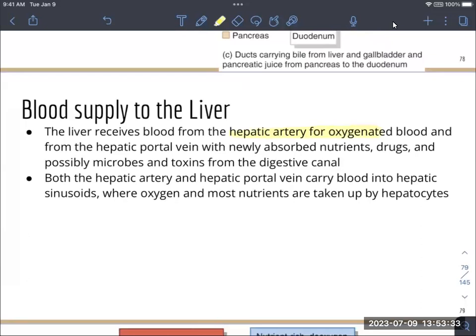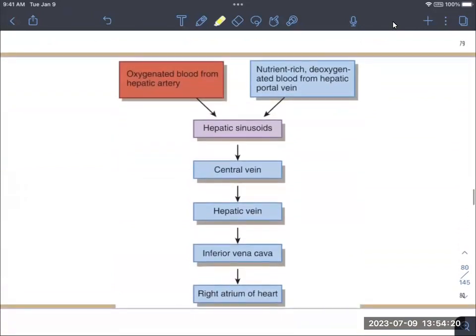So the liver receives blood from two places. It's going to receive oxygenated blood from the hepatic artery. And then we also receive blood from the hepatic portal vein. The hepatic portal vein has just received nutrients that have been absorbed in the intestines. It could receive drugs, microbes, and toxins. These are all coming from that digestive canal. They go to the hepatic portal vein that goes to the liver before it goes back to the heart. Both the hepatic artery and the hepatic portal vein are going to take blood to those sinusoids. Oxygen and the nutrients are going to be taken up by those hepatocytes. It'll go to the central vein, hepatic vein, inferior vena cava to the heart.